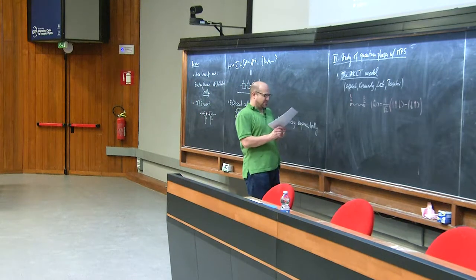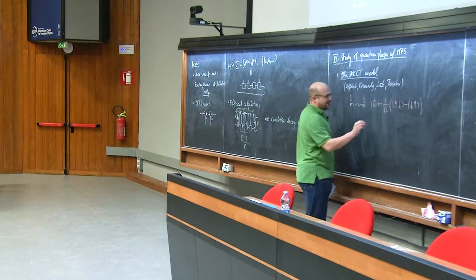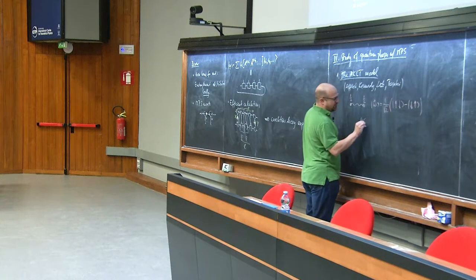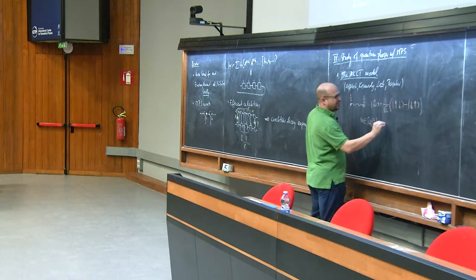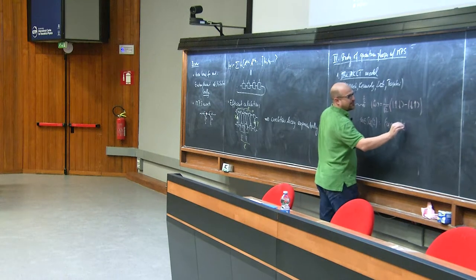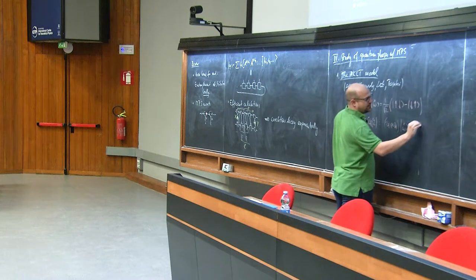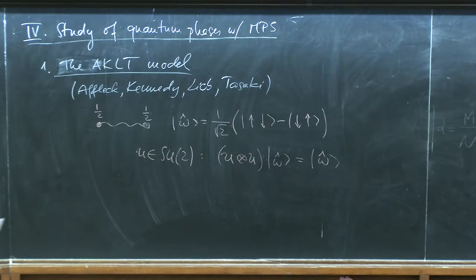So we have this singlet here. What does it mean? It means that whenever I act with any U in SU(2), I have that U tensor U applied to omega hat is omega hat. So it's SU(2) invariant, which is not surprising because that's what the singlet is defined to be. So that's part one of the construction.